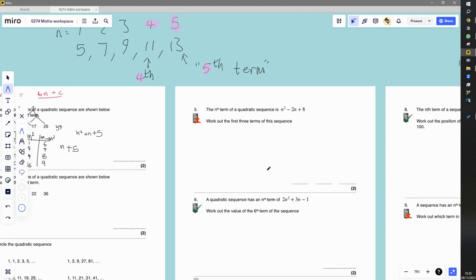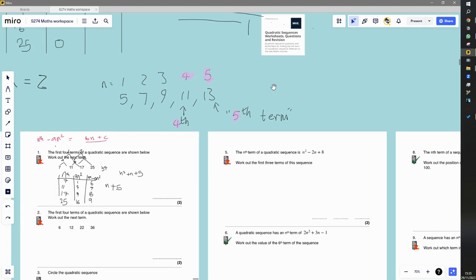So with the linear sequence that I've just done, first of all, how do I know it's a linear sequence? Well, I can suspect it's a linear sequence because the difference between the numbers is always the same. So 5, 7, the difference is always 2. So the nth term in this linear sequence is going to be something multiplied by n, and that something is this difference.